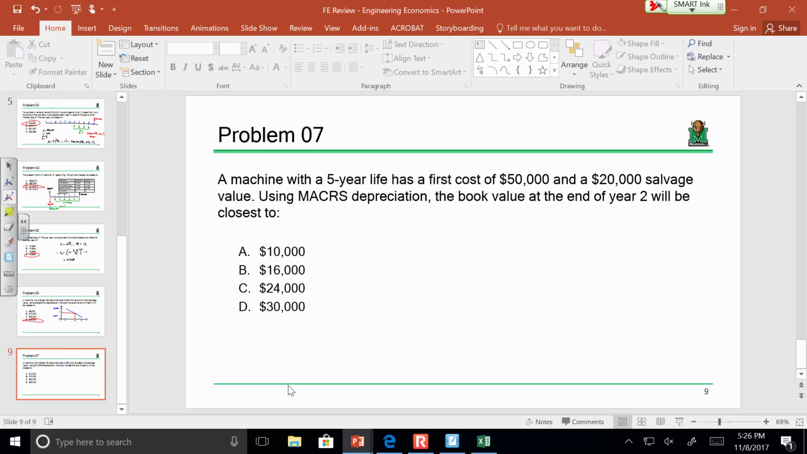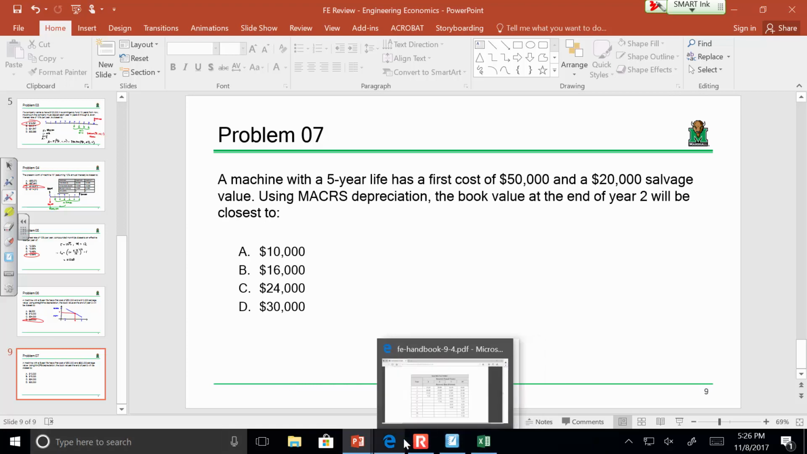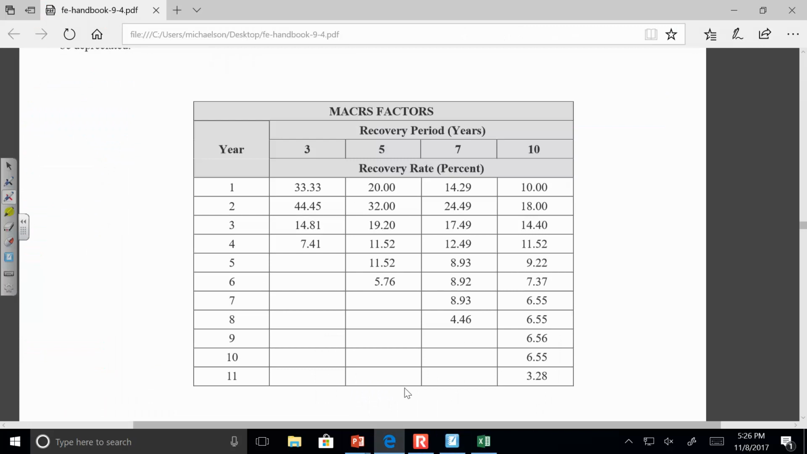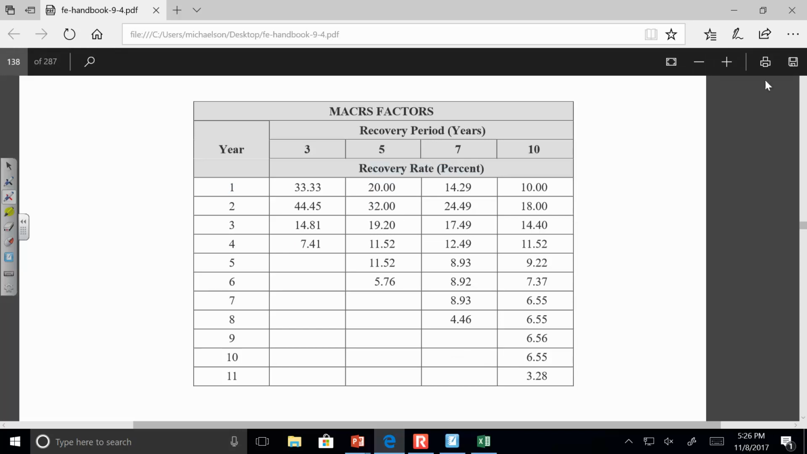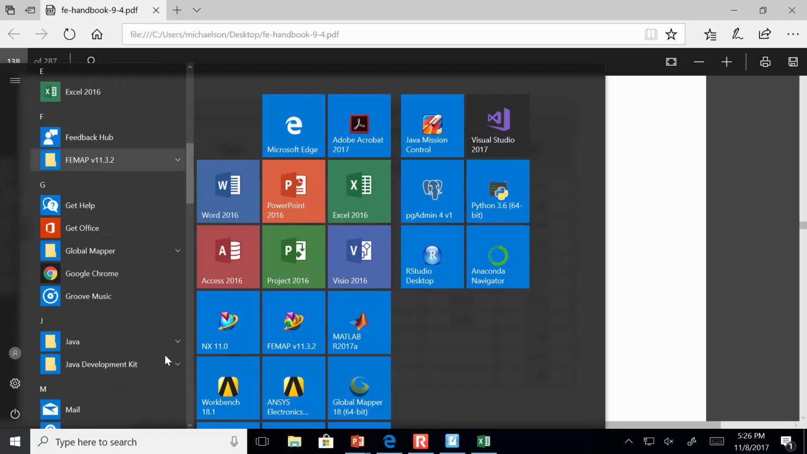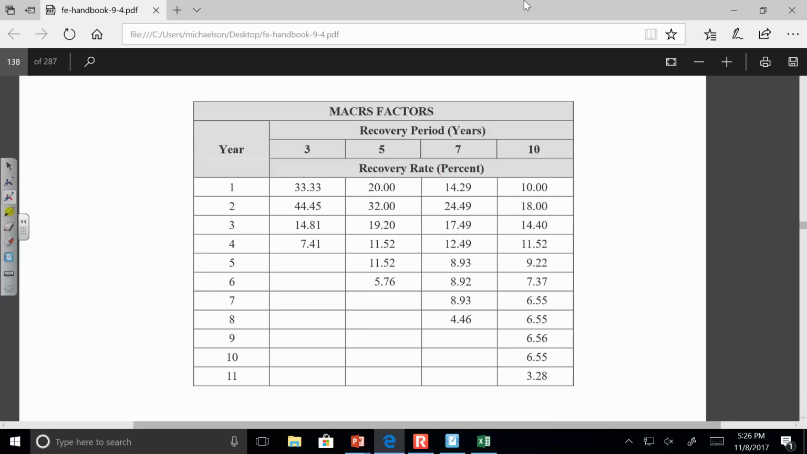Say it again. 30,000. Okay, so watch this. What we're going to do is add up our percentages associated with years 1 and year 2.